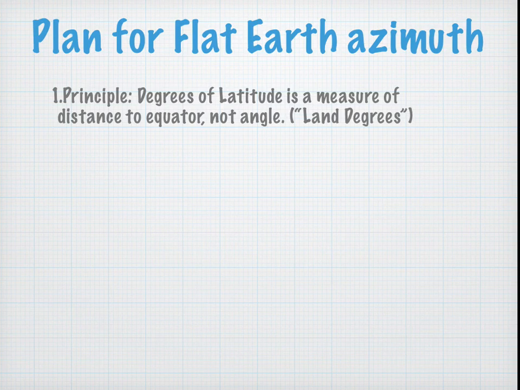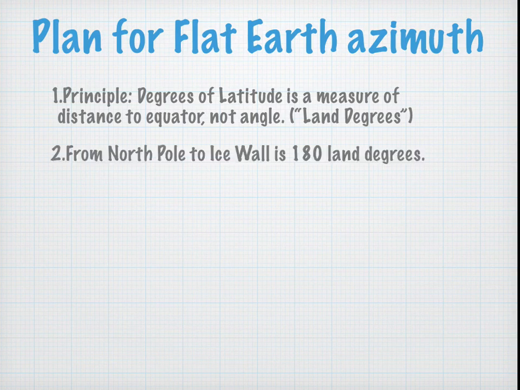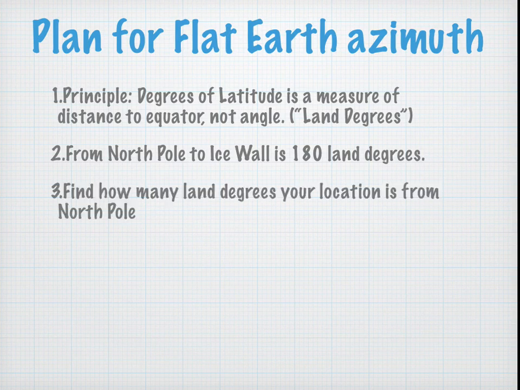So first principles, a degree of latitude is a measure of distance. It's not a measure of an angle, because on the flat Earth, from the North Pole to the equator is not an angular change. It's merely traveling a distance. So we're going to call these land degrees, because latitude is measured in degrees, but we're putting them across the land. Therefore, from the North Pole to the ice wall is 180 land degrees.